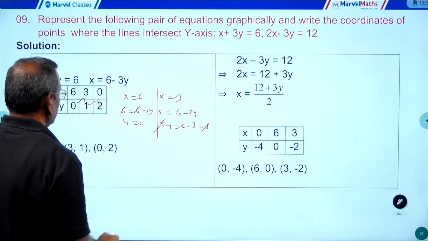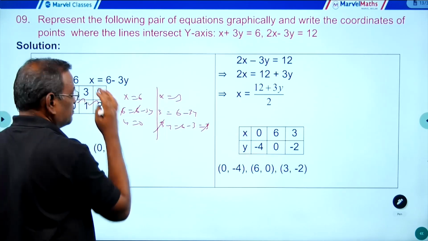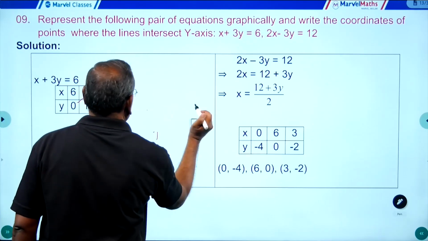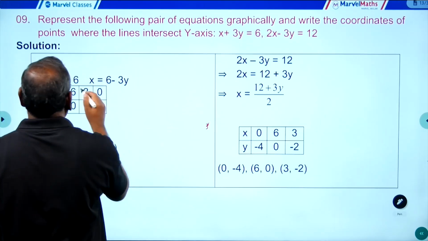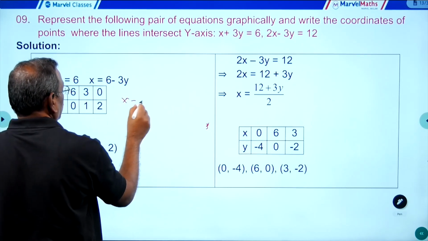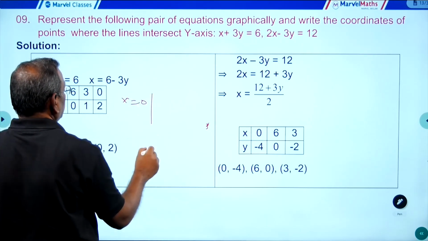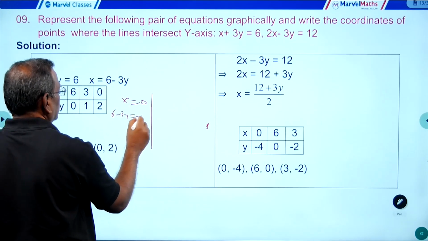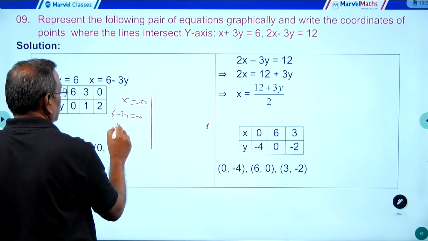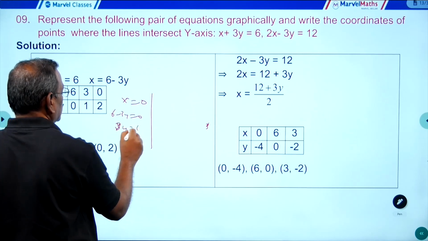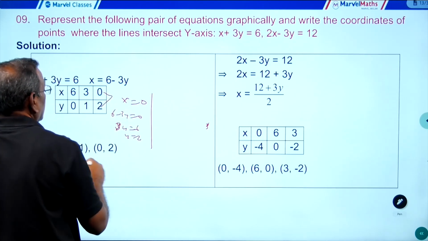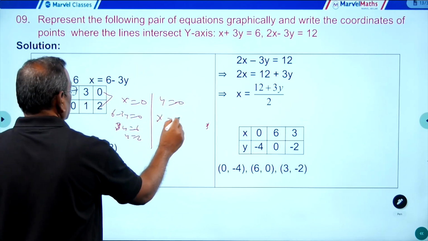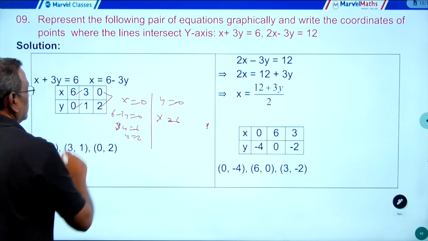Similarly, when x equal to 0, a very simple method actually, I will explain a simple method. Always take two cases. When x equal to 0, what is the value? When x equal to 0, 6 minus 3y equal to 0. So what is y equal to? 3y equal to 6, so y equal to 2. Again put y equal to 0. When y equal to 0, x equal to 6.